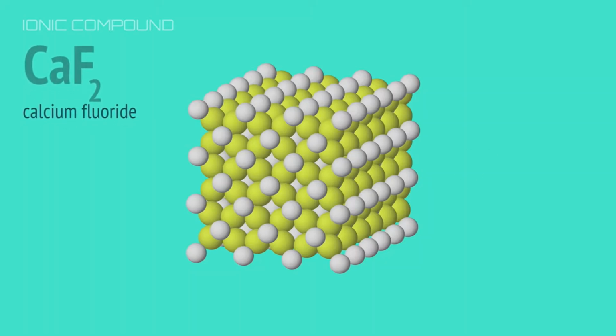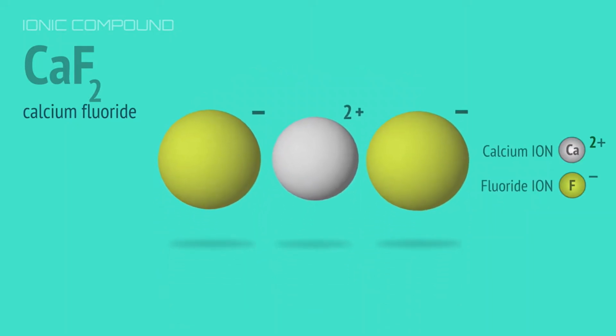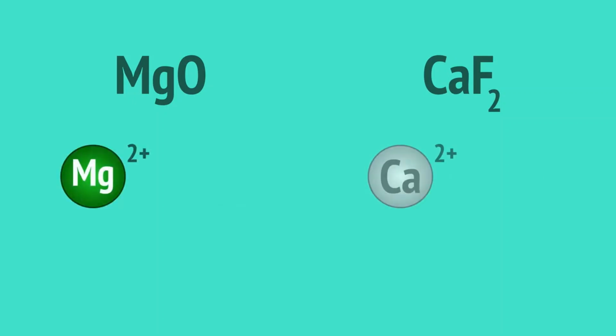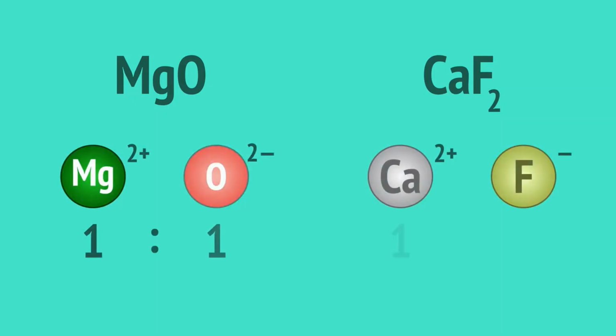Calcium fluoride has a 1:2 ratio of calcium to fluoride ions in its lattice. That's because a single calcium ion having a 2+ charge attracts 2 fluoride ions, each with a 1- charge. And an ionic compound always has cations and anions in a ratio that gives a neutral charge.